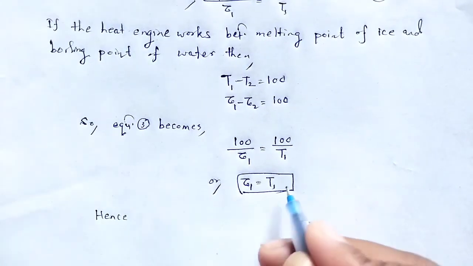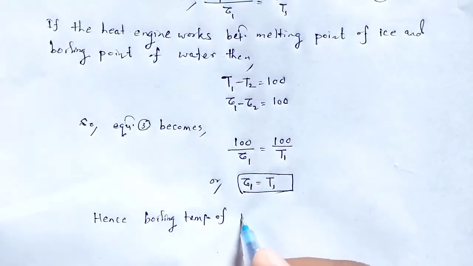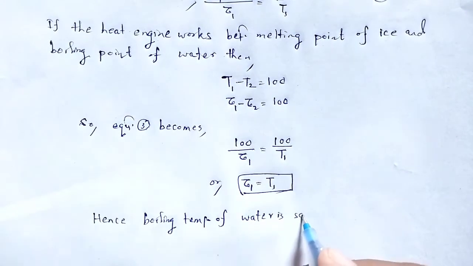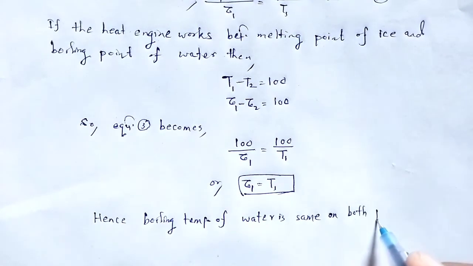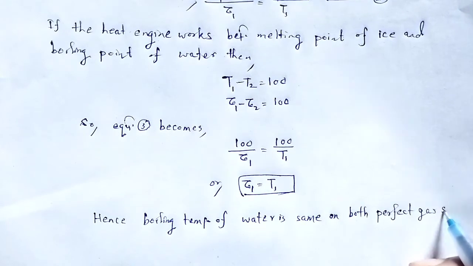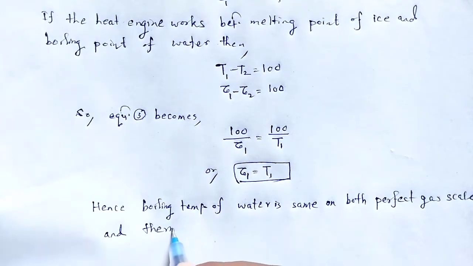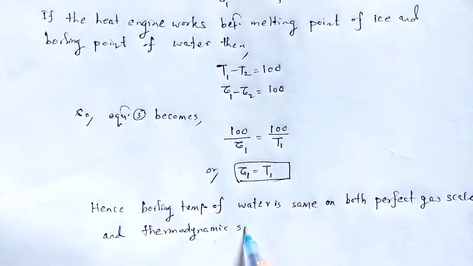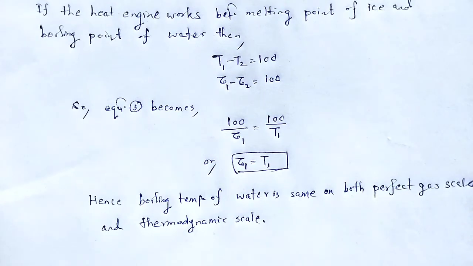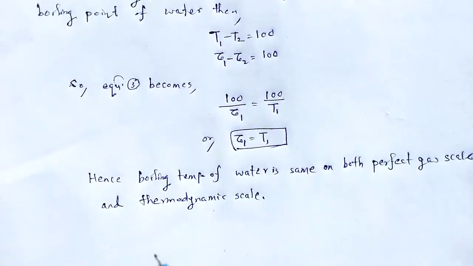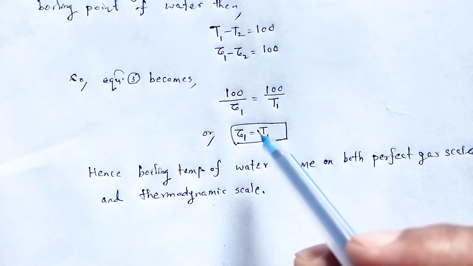Hence, the boiling temperature of water is the same on both the perfect gas scale and the thermodynamic scale. So tau 1 is equal to T1. Again, for the melting point case, that will be 0. Tau 1 minus tau 2 will be 0. T1 minus T2 is the same as tau 1 minus tau 2.